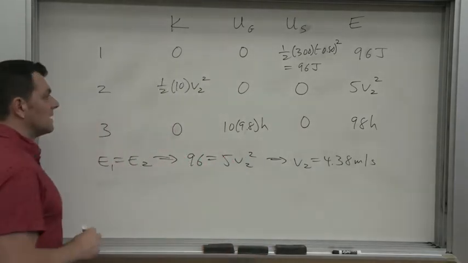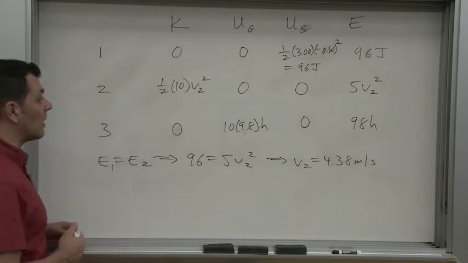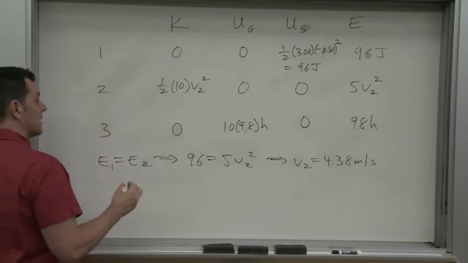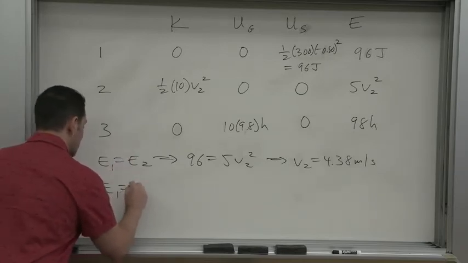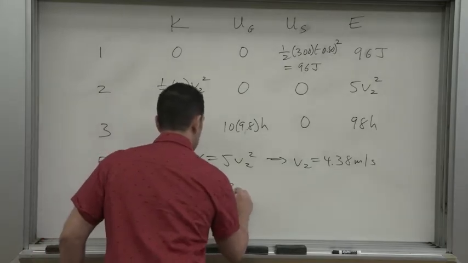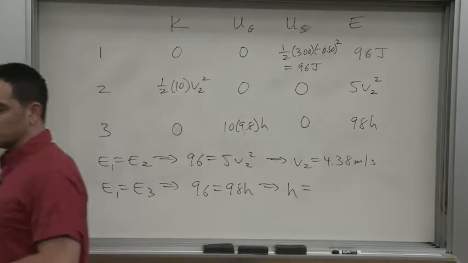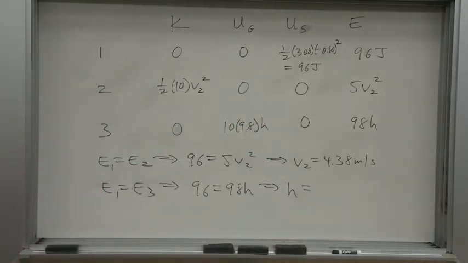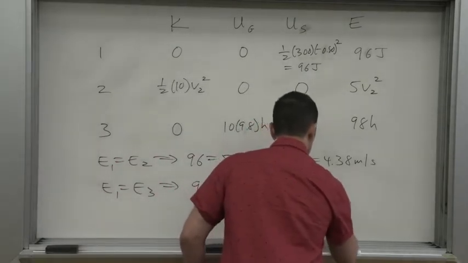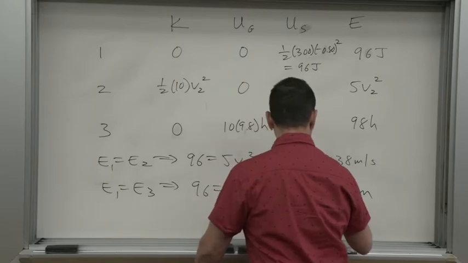Meanwhile, I can say E2 is equal to E3, or E1 is equal to E3, or whatever. All three of these mechanical energies must be the same. So let me just say that E1 is equal to E3, and that gives me 96 is equal to 98H, which gives me that H is equal to 0.980, or 98.0 centimeters. And we're done.